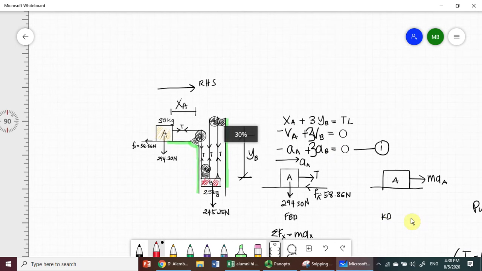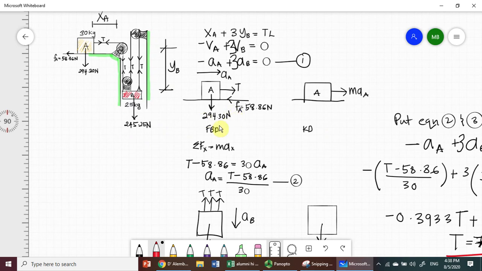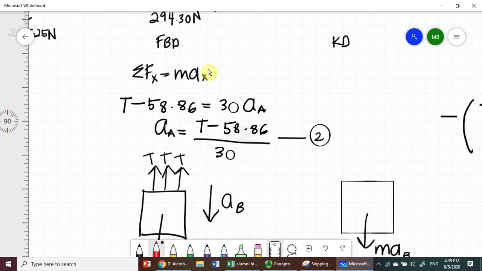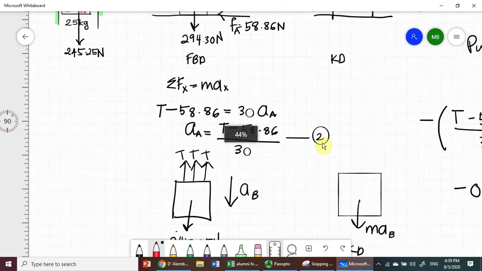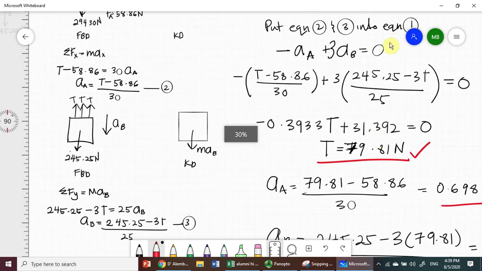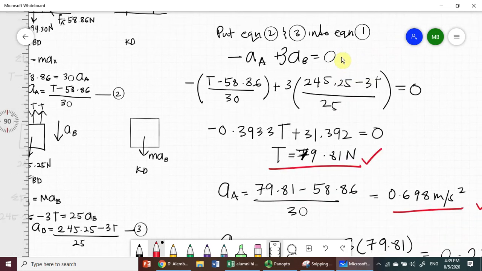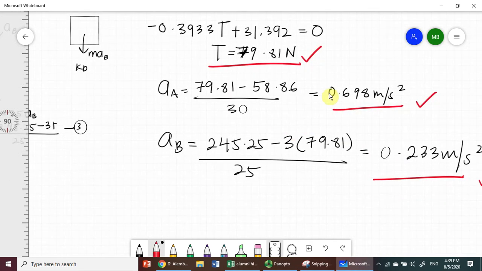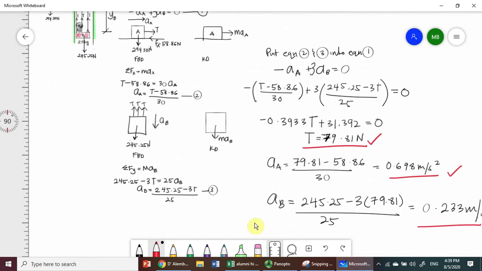After that, you draw your free body diagram and kinetic diagram for each block, and use Newton's second law, F equals ma, to get the equations. So here we have established our equations for the acceleration of block A and block B. All you need to do is put them into the equation, and then you can find the tension of the cable. Then the tension is put into the acceleration equations, and you can find the acceleration for each block. That's how you solve it.